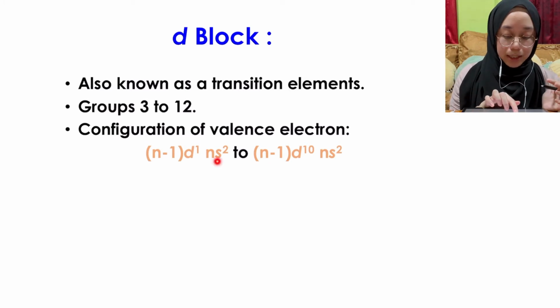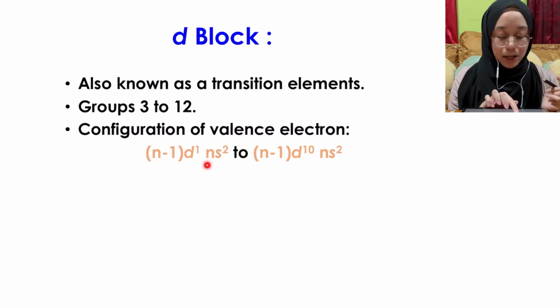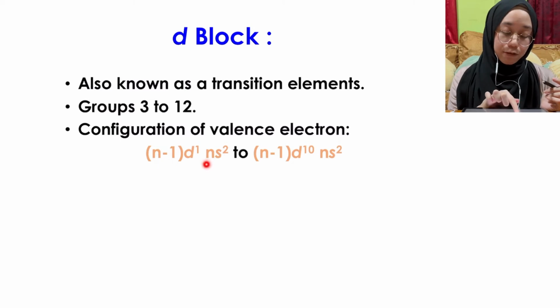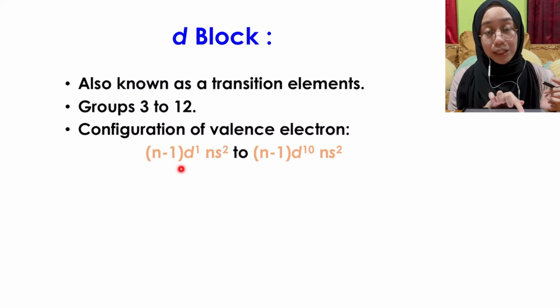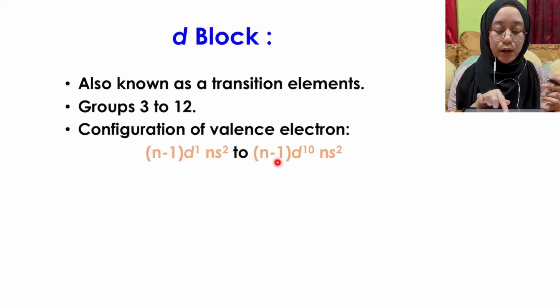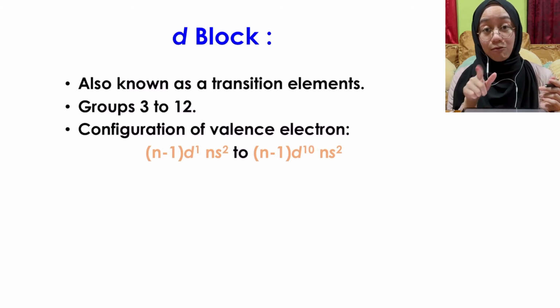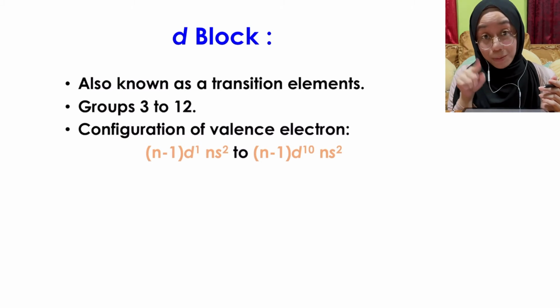Okay, so dekat sini n value kat sini dia start daripada 4 onwards. Okay, so maksud n-1 kat sini adalah 4. Kalau lah n value sini 4, so n-1 ni 4 minus 1, 3 lah depan ni. Okay, and then dia varies from (n-1)d1 ns2 to (n-1)d10 ns2. So apa value yang berubah kat sini? Value yang berubah adalah untuk yang d orbital punya kan.